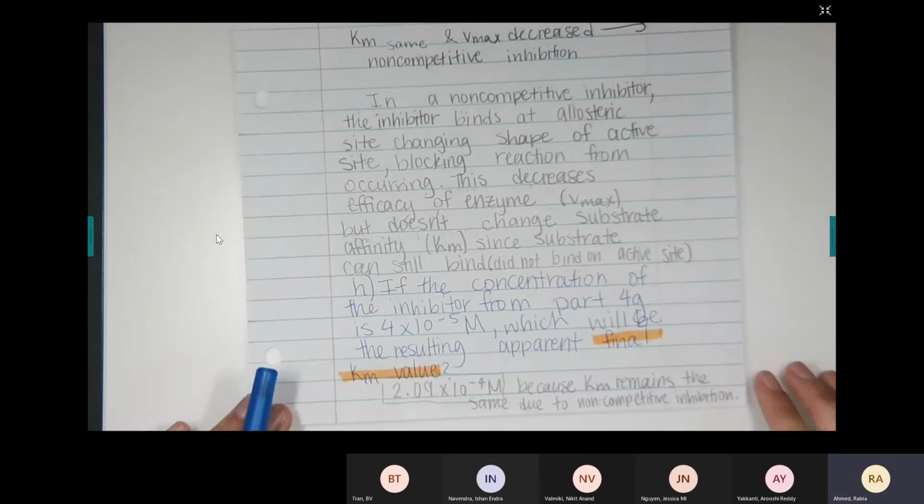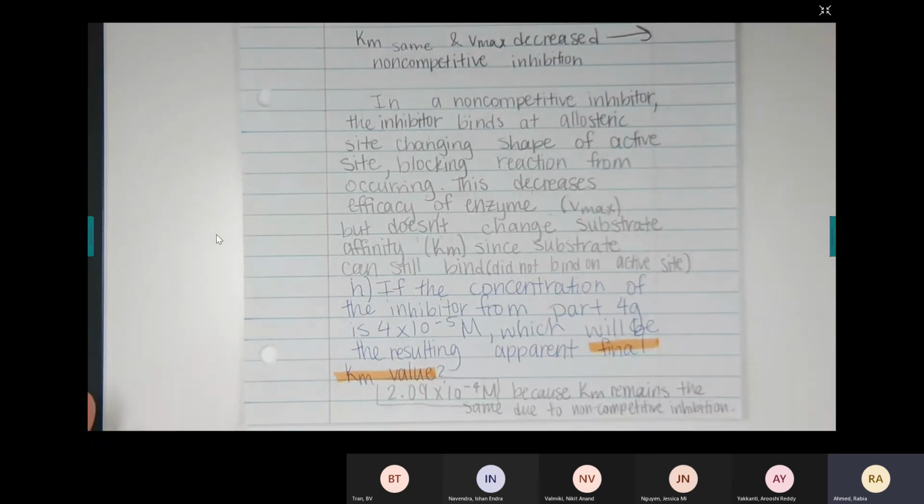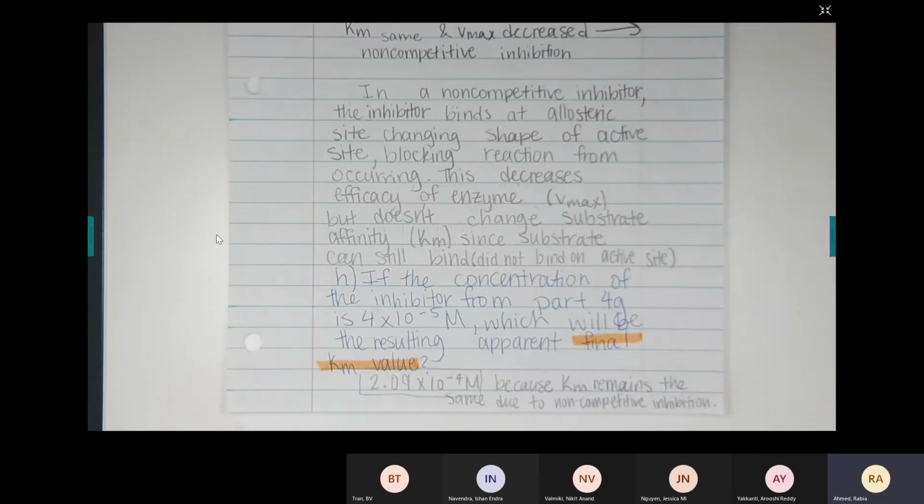So that is it. Do you want me to draw a chart explaining whether the Km increases or decreases for each inhibitor, competitive, non-competitive, and whether the Vmax increases or decreases, to make it make a little more sense to you guys? Okay. I'll wait a little for you guys to see 4H, and then I'll write down the thing that you have to memorize.